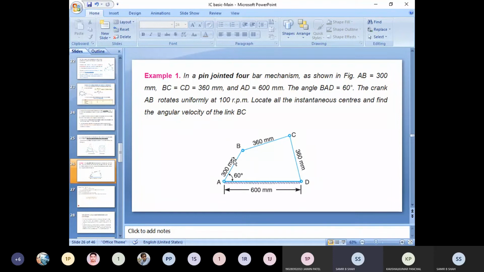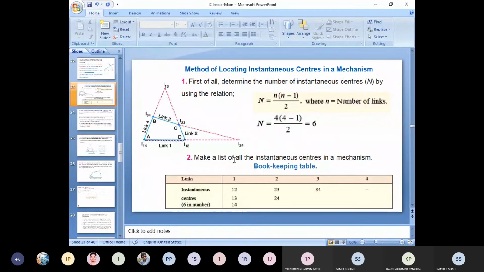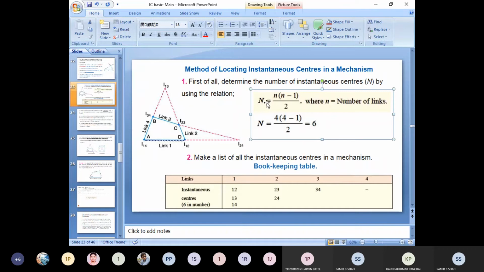Okay. Now start with the first step. The mechanism consists of 4 links. So the number of IC centers, capital N, is equal to N of N minus 1 by 2. If you want to start the calculation or methodology, then you may keep it. So it's very easy for you to understand.